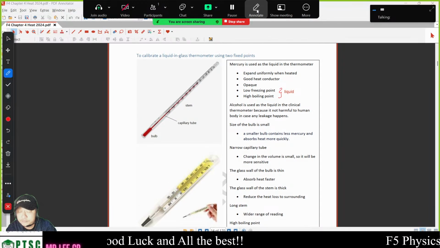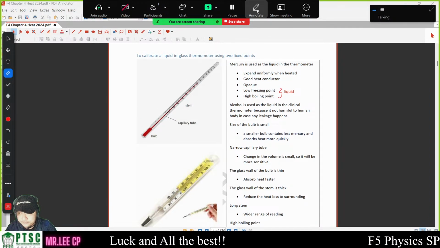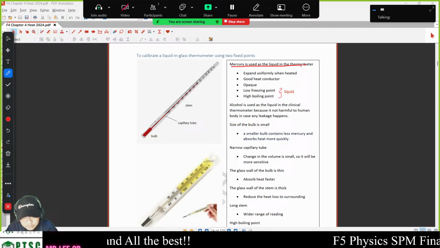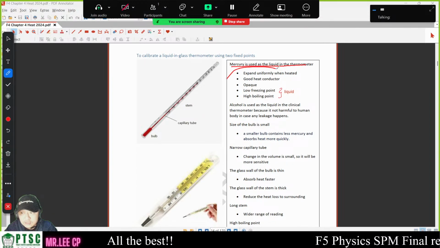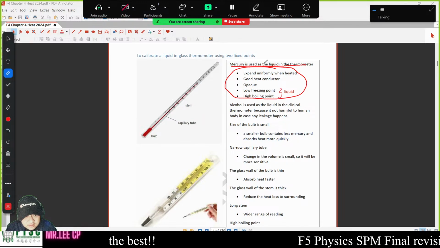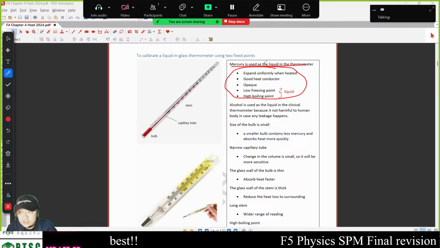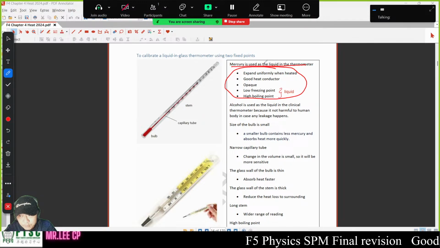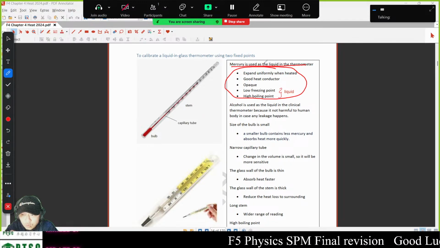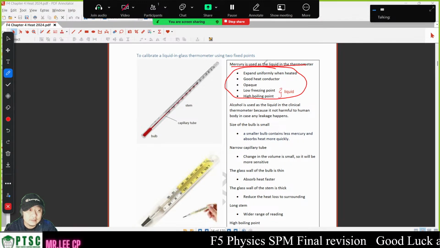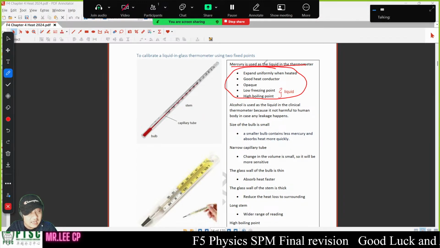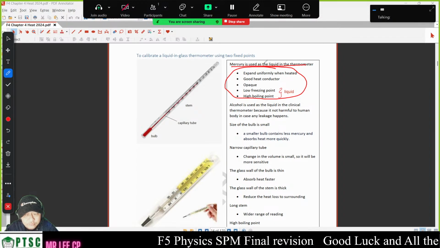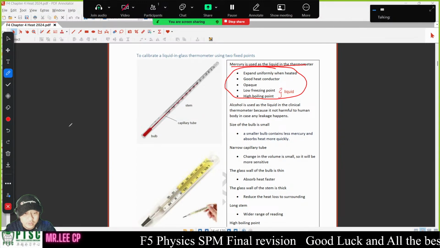Now, when they ask why mercury is used as the liquid in the thermometer, you need to know how to answer. This is all the answer here. Expands uniformly when heated, good heat conductor. Don't write good conductor, good conductor is wrong. You need to write good heat conductor. Opaque, low freezing point, and high boiling point.